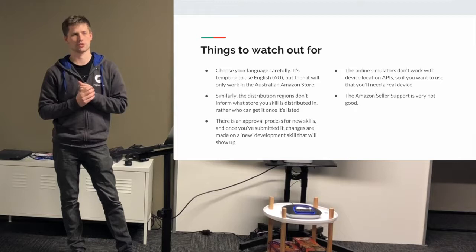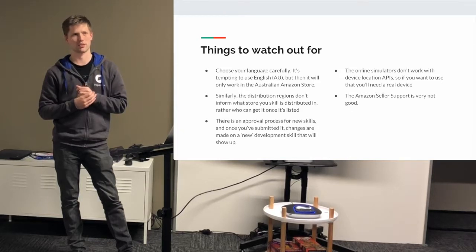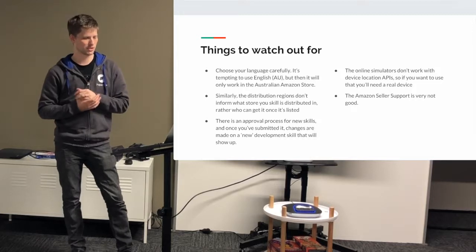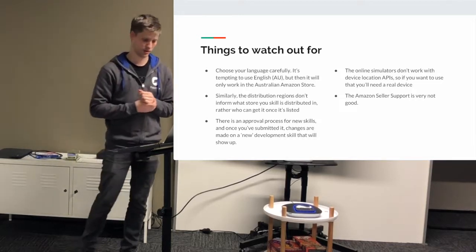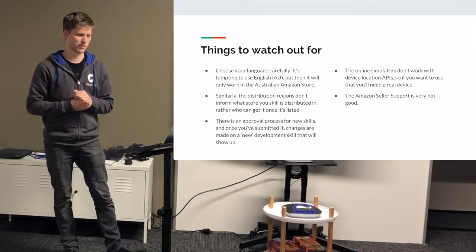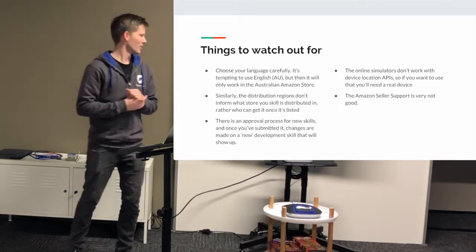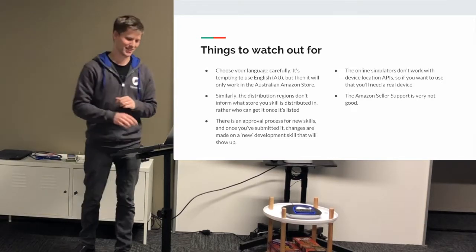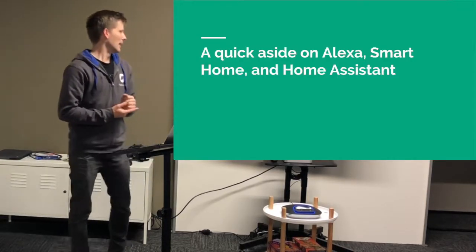So the only way I could do it was to set the device location on my Echo and then talk at it across the living room, which irritated my wife to no end for a Sunday evening when it took me a long time to get to work. And then, as I'm not bitter about this at all, the Amazon seller support is also very not good. So try and avoid as much as possible having to talk to Amazon's seller support, because they're not great.